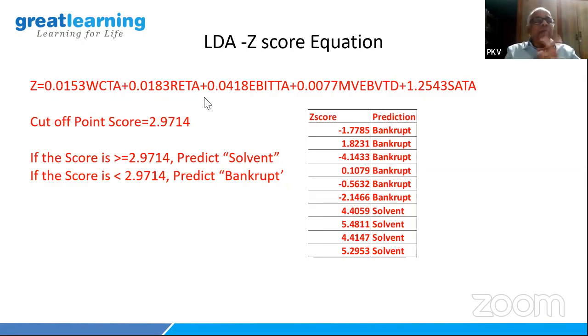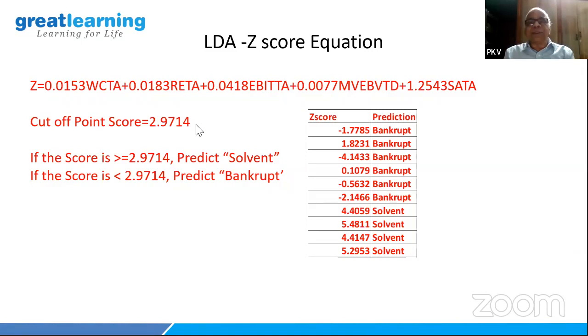Now, this equation of Fisher, once you have got this, we work out the mean for the first group, the mean for the second group, Z1 bar, Z2 bar, and then take a cutoff point score, which is 2.9714 here. So if the score is more than or equal to 2.9714, predict solvent. If the score is less than 2.9714, predict insolvency or bankrupt. That is the beauty, the cutoff point score method.